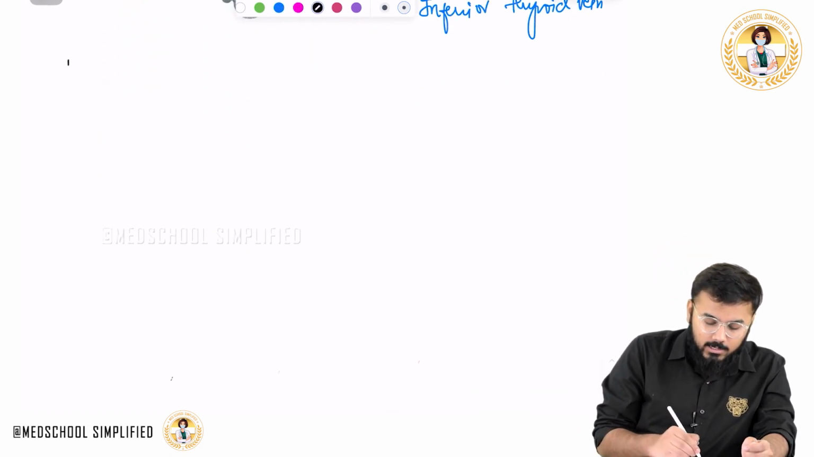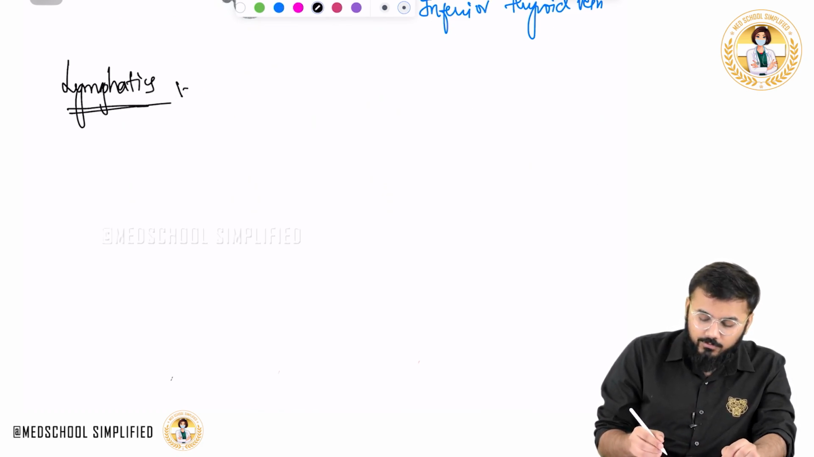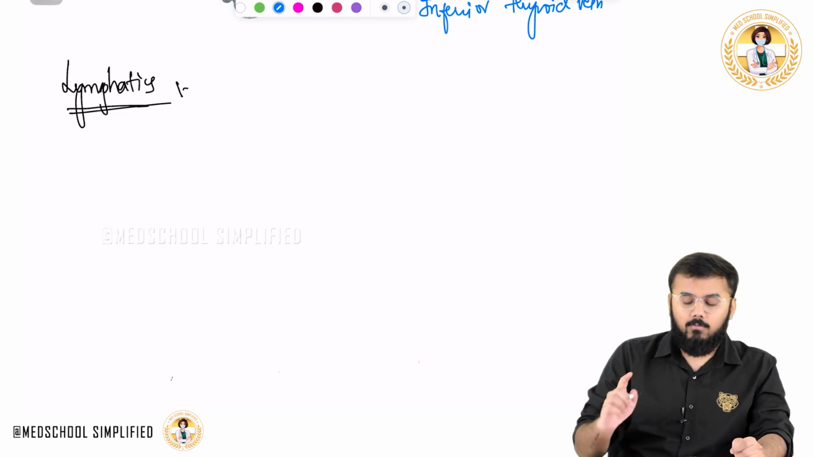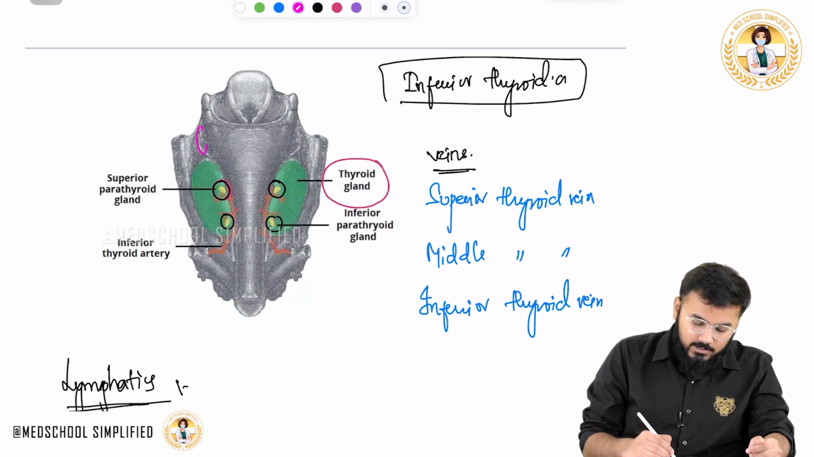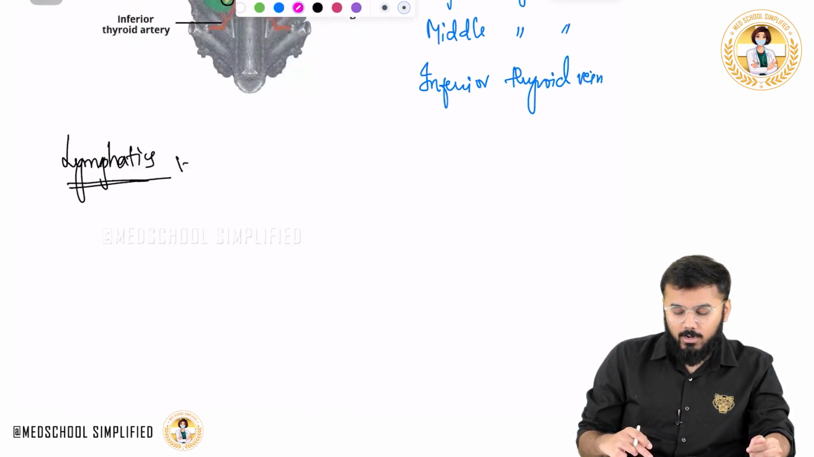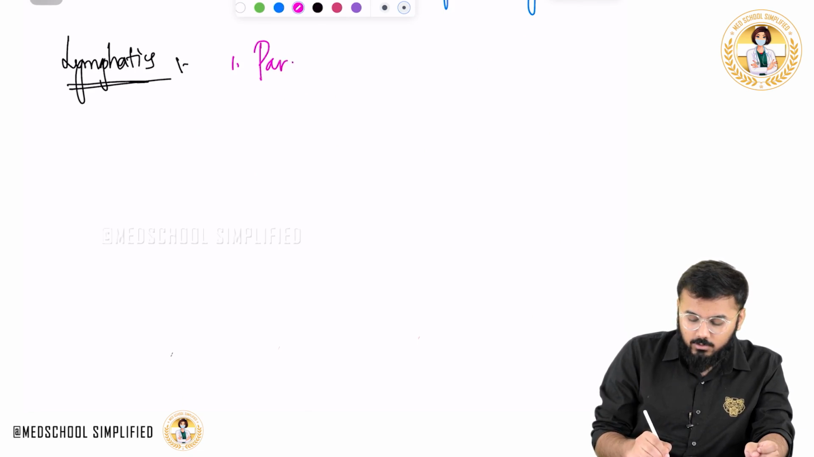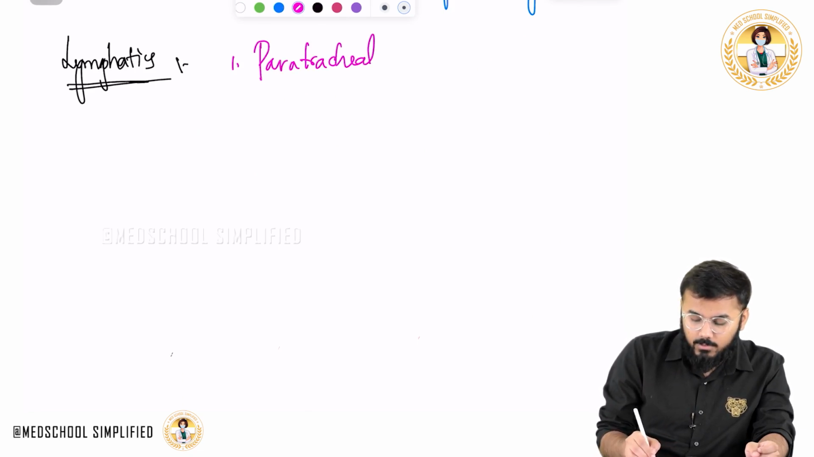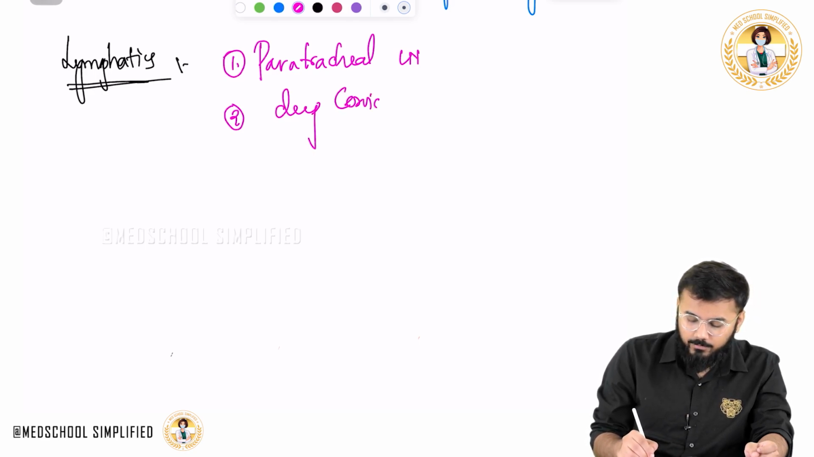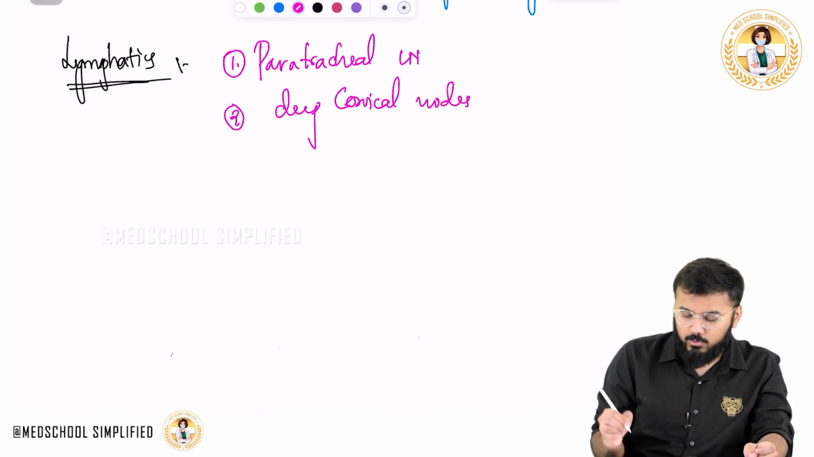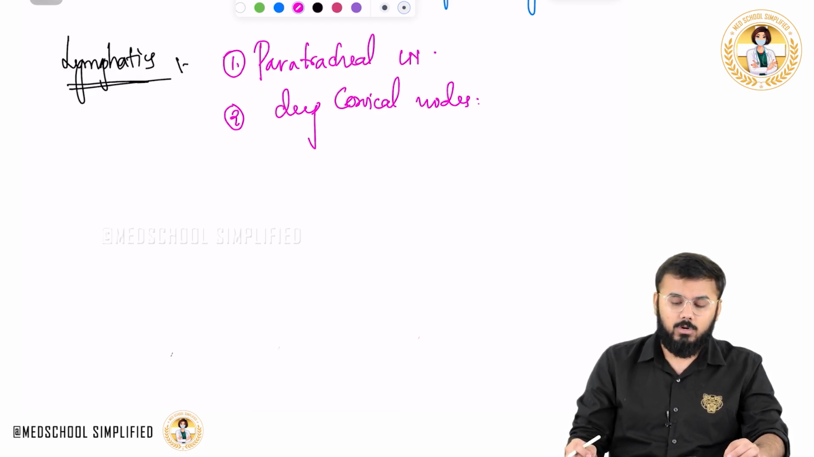Next, coming to the lymphatics, you just have to remember these things. We have 2 different types of lymph nodes. One is the deep cervical, and the other is located on either side of the trachea. If this is a trachea, on either side of the trachea we have lymph nodes called paratracheal. Anything located on either side is called paratracheal. So 2 important lymph nodes here: the paratracheal lymph nodes and the deep cervical lymph nodes.